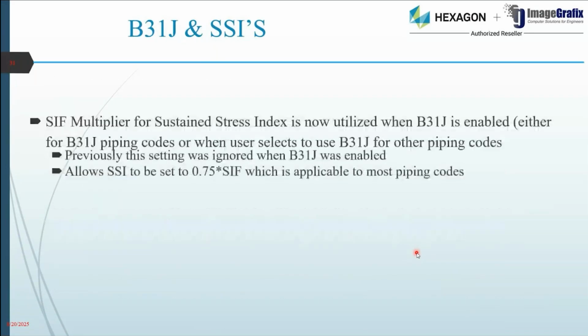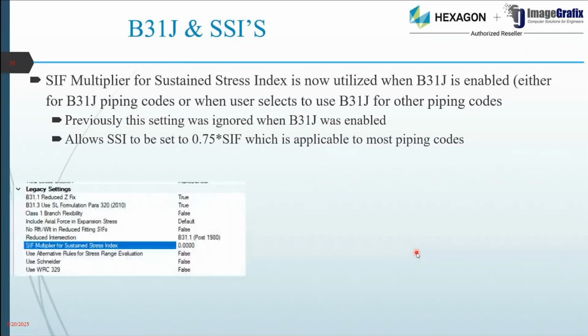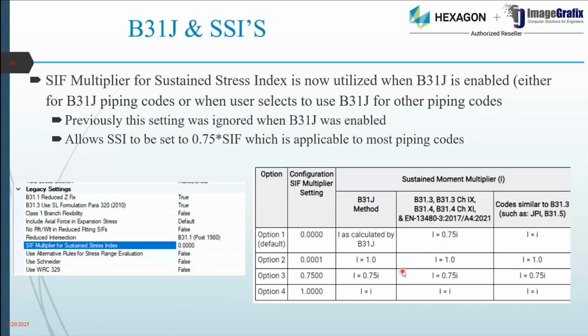Now next, B31J and SIF. The SIF multiplier for sustained stress index is now utilized when B31J is enabled, either for B31J piping codes or when the user selects the use of B31J for other piping codes. Previously, this setting was ignored when B31J was enabled, and now it allows the SIF to be set to 0.75 SIF, which is applicable for most piping codes. This is how, in the latest version, the user has the option of default.